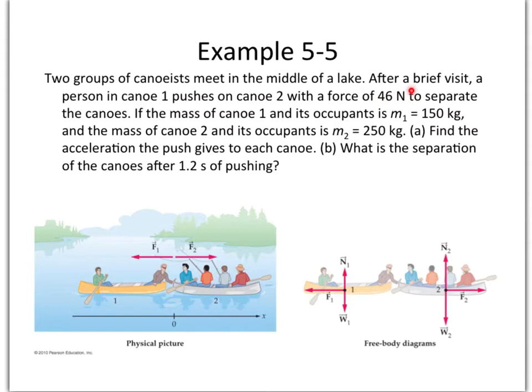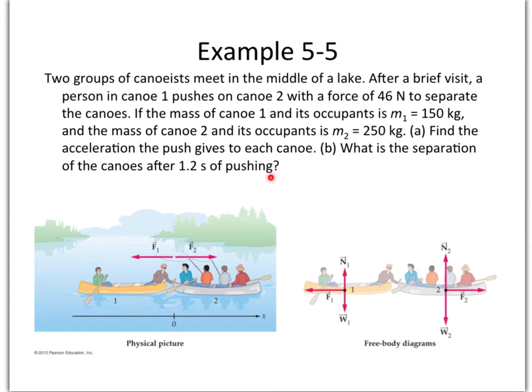The canoes obviously have different masses, because they've got different numbers of people in each canoe. The mass of canoe 1 is 150 kilograms. Canoe 2 is 250 kilograms. We're going to find the acceleration that the push gives to each canoe. In fact, I'll make this part A, and save part B for a subsequent segment. But part B is asking, what is the separation of the canoes after 1.2 seconds of pushing?